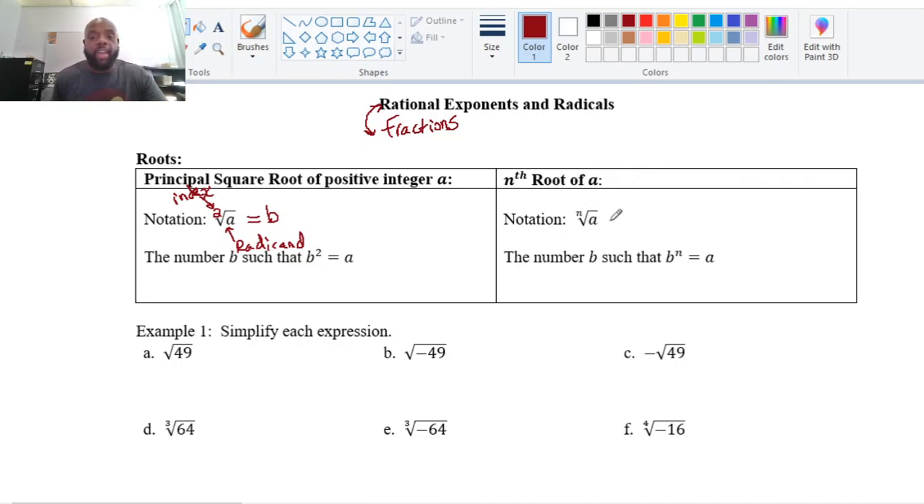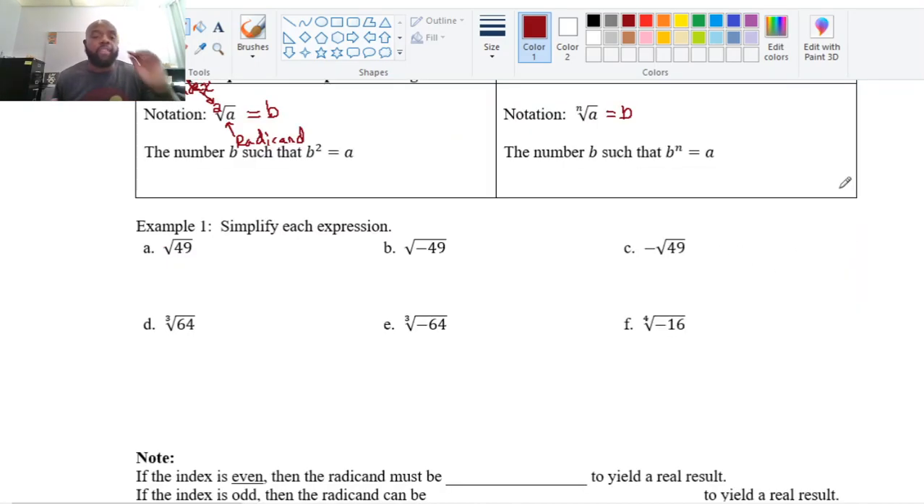The nth root of a equals b. All we're doing is finding the number b such that if I raise b to that index, which is n right here, I'm going to get what I started with in my radicand. And so let's look at a few examples of that. In part A, we have the principal square root of 49. We have to find a number that if we square it, we get 49. Well, that number is 7. So the principal square root of 49 is 7.